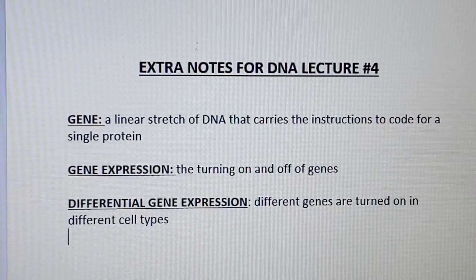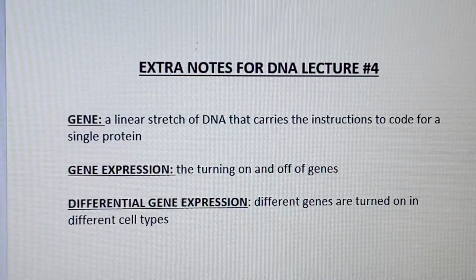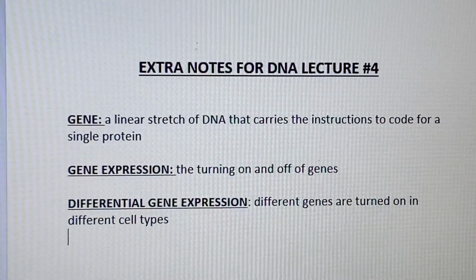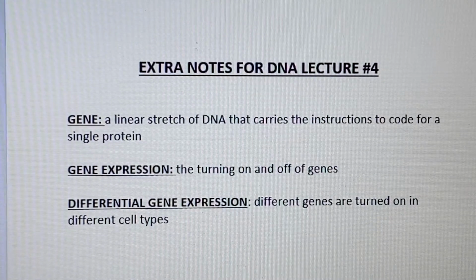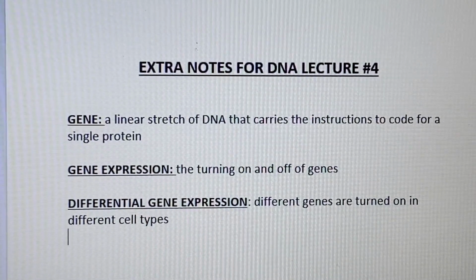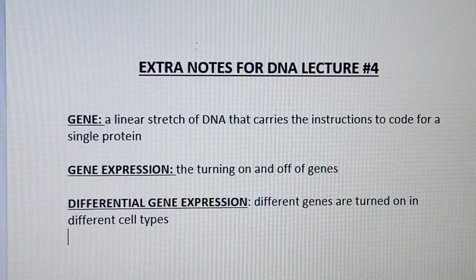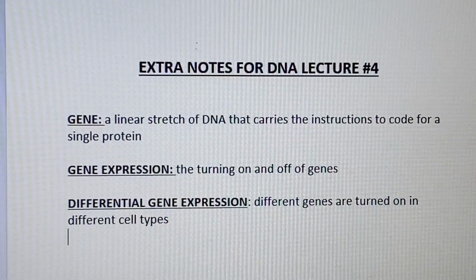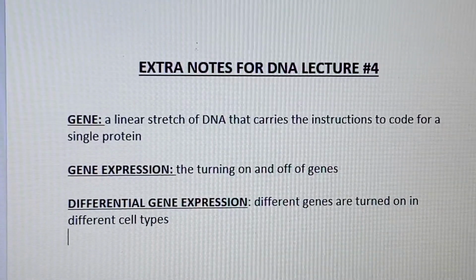Okay, so each one of your cells with a nucleus has the entire genome, all 46 chromosomes, 23 pairs. However, the insulin gene is only turned on in cells of your pancreas. Brain-related genes are only going to be turned on in brain cells. Skin-related genes are only going to be turned on in your skin cells. And that's what differential gene expression means. Only genes that are needed in certain cells are turned on, even though we have the entire complement in all of our cells with a nucleus.